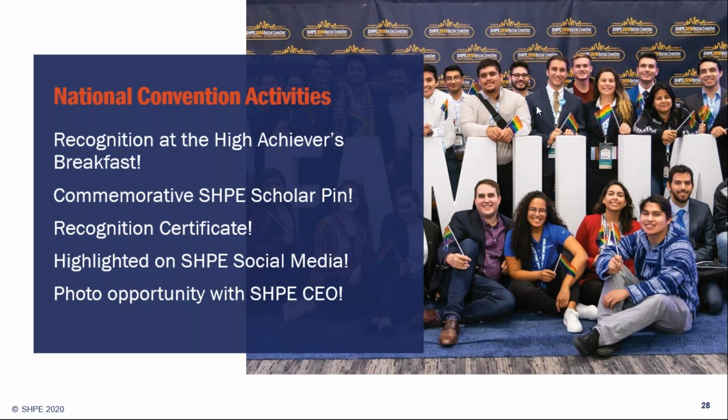And having the pin on at the career fair at the national convention is a great way to visually distinguish yourself from all the other applicants that are touring the career fair. So I highly recommend that you attend. And as I mentioned, that's happening October 28th in Denver, Colorado this year.